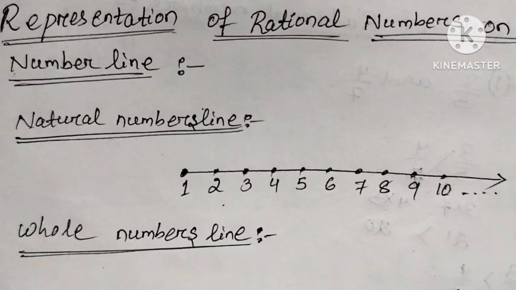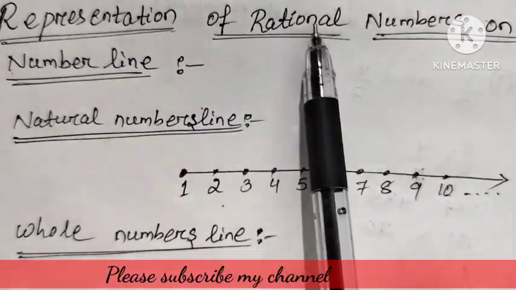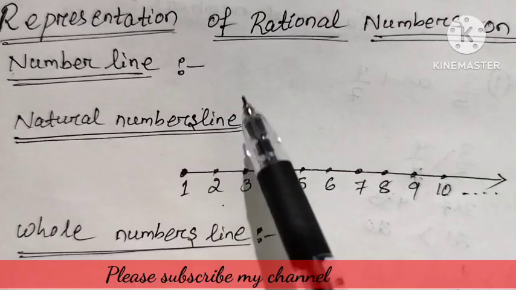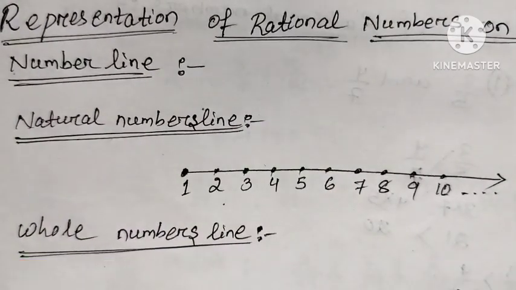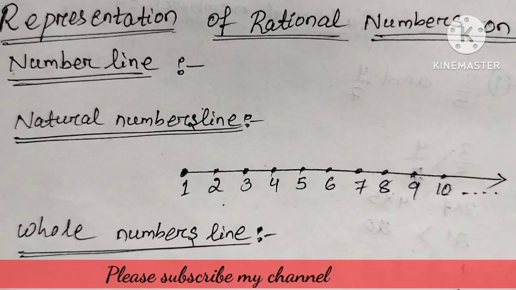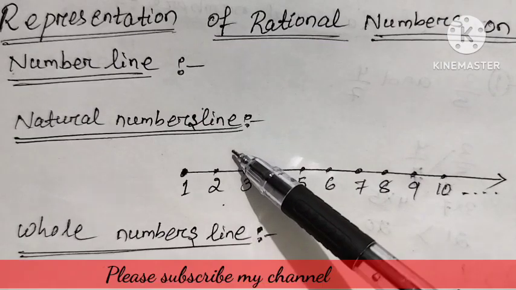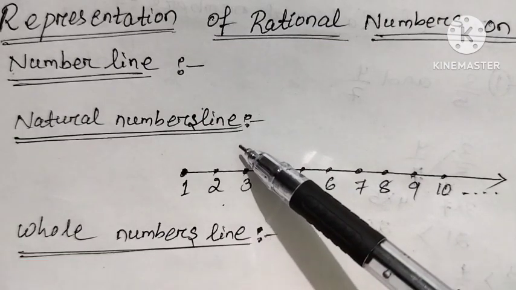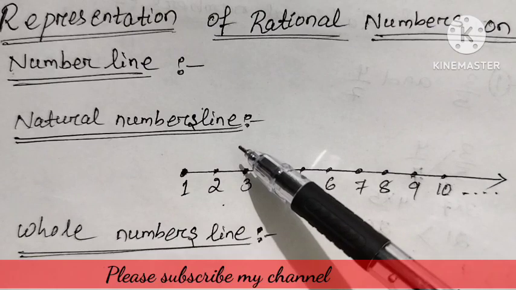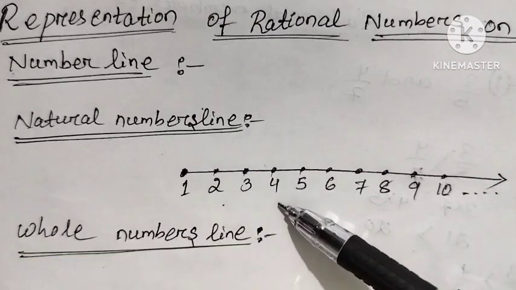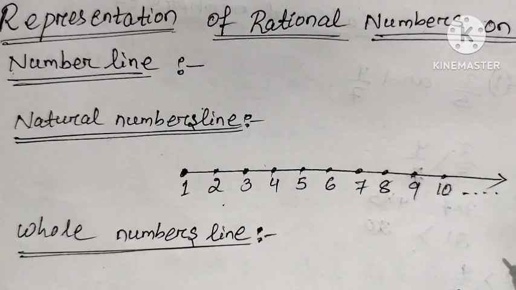Today I have to start the representation of rational numbers on a number line. First you have to check natural numbers, whole numbers, integers and rational numbers. Natural numbers, as I explained in the previous class, start with 1: 1, 2, 3, 4, all the counting numbers to infinity. That's why there is an arrow mark at the infinite end.